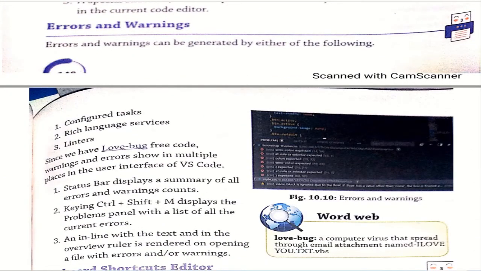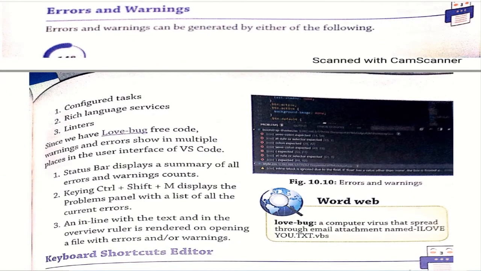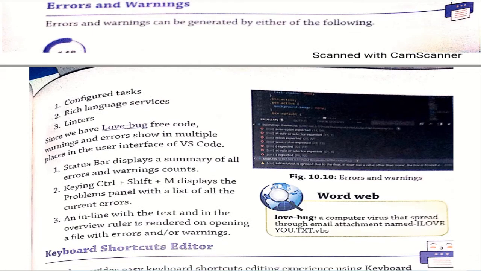Next, errors and warnings. They can be generated by either of the following: configured tasks and rich language services or linters. Since we love bug-free code, warnings and errors show in multiple places in the user interface of Visual Studio Code. The status bar displays a summary of all the errors. Second, pressing Control plus Shift plus M displays the problems panel, and inline with the text and in the overview ruler it is rendered on opening a file with errors.